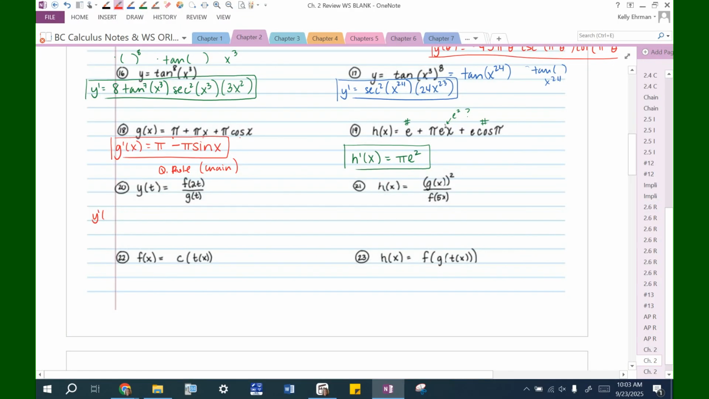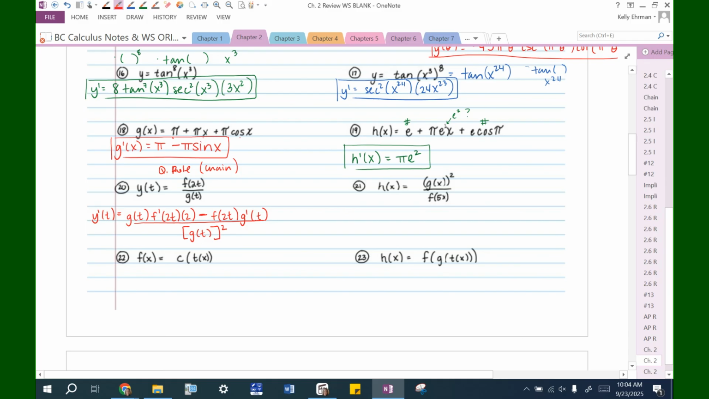So y prime of t is low d high. So g of t times the derivative of the top. So that'll be f prime of u times u prime, minus high d low. That's just g prime of t. The derivative of t is just 1, so that's why I don't have to think about chain rule. All over low, low. So I'm going to write g of t squared.